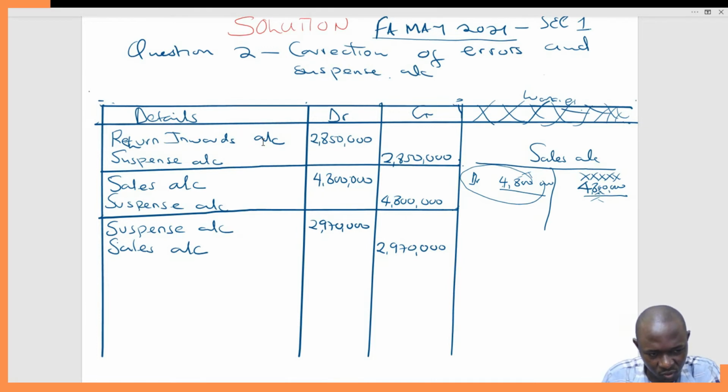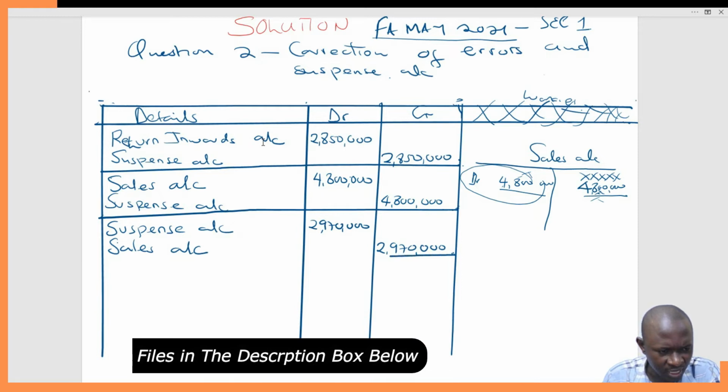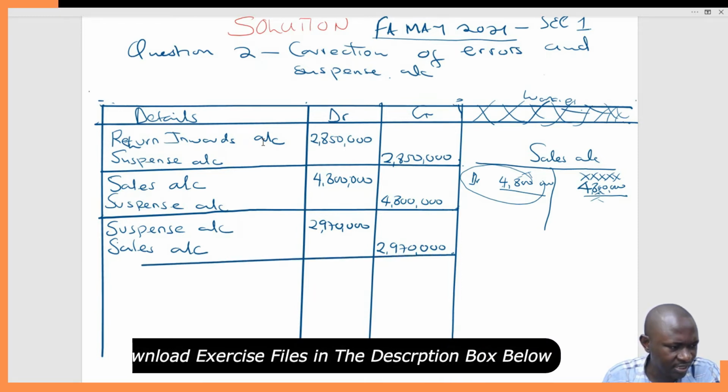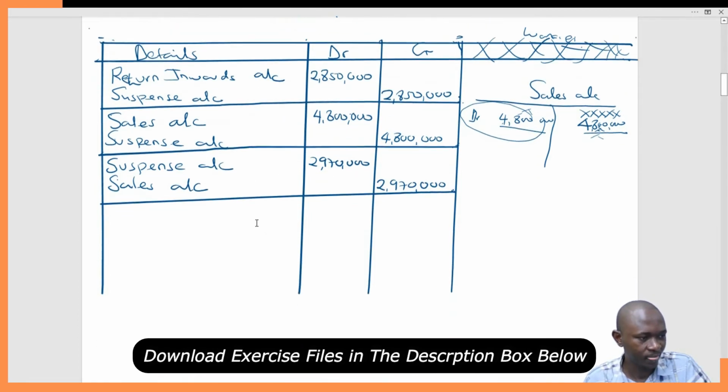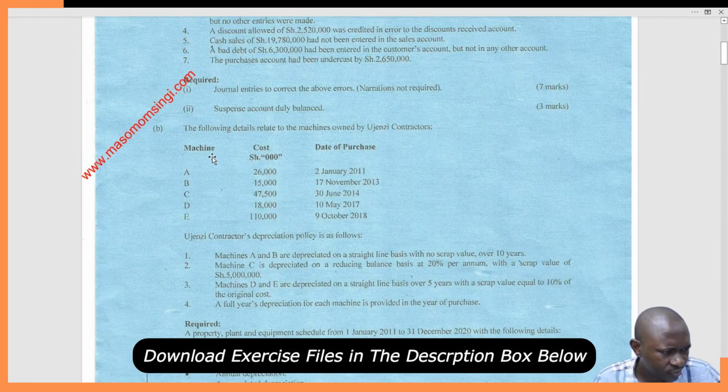But if narration was required, you simply say this is to record the sales transaction which had been omitted. That will be the narration. So that is the third part. So we continue with this journey. Let's go to the fourth item.